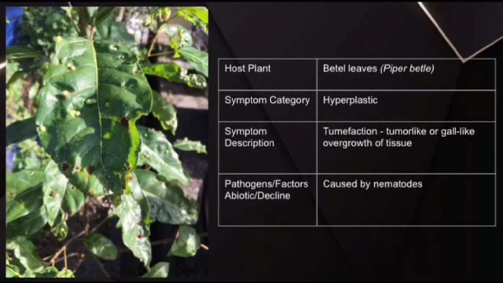Lastly, hypoplastic symptoms in betel leaves. The identified disease is tumefaction, which occurs because of tumor-like or gall-like growth of tissue. The pathogen involved is a nematode.